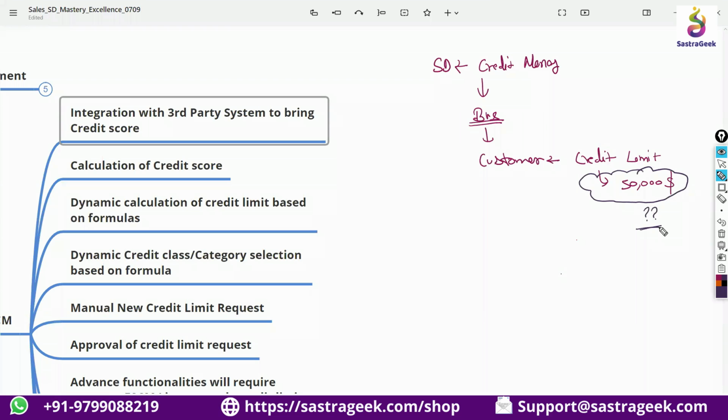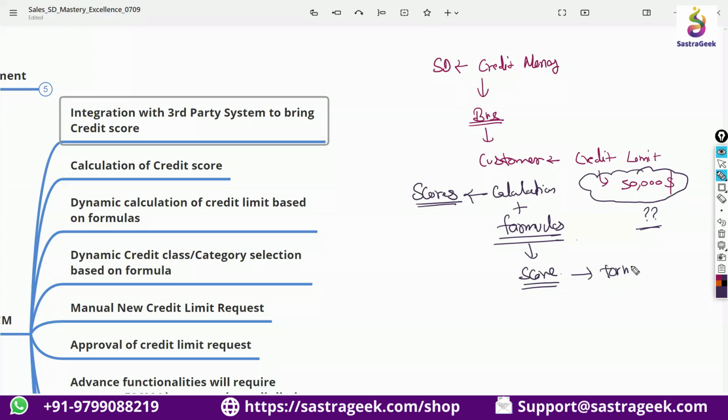Okay, we would be able to define scores and there would be calculations plus there would be formulas. With the help of that, you would first be able to identify your score and then with the further formulas, you would be able to identify your credit limit. So rather than you defining your credit limits, your system, based on the different parameters, would be able to define and suggest to you that, boss, this should be the credit limit for the particular customer.